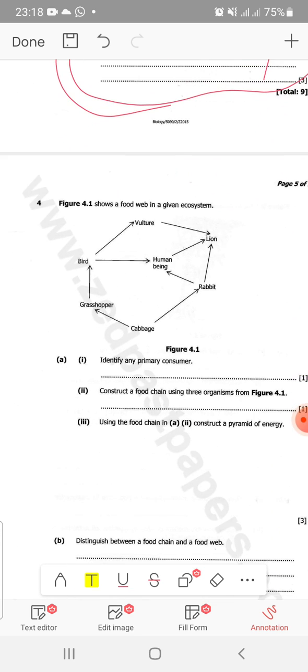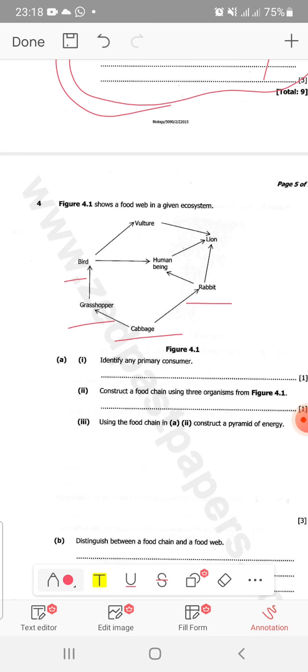Question 4, coming from ecology. Figure 4.1 shows a food web in a given ecosystem. So we have the cabbage, grasshopper, bird, rabbit, human, lion, and the vulture. Identify any primary consumer.